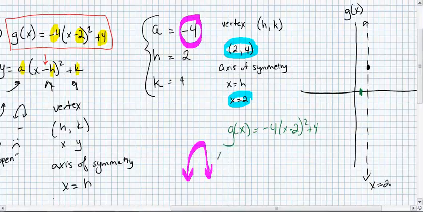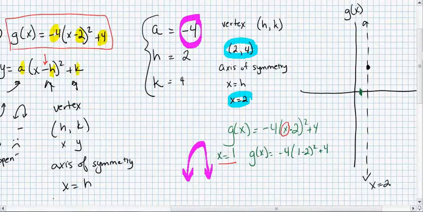So when x equals 1, what happens with g of x? Well, let's see. g of x equals negative 4 times 1 minus 2 squared plus 4. I'm just plugging it in right where x is. I'm plugging 1 in for x. Let's go ahead and do out this arithmetic.